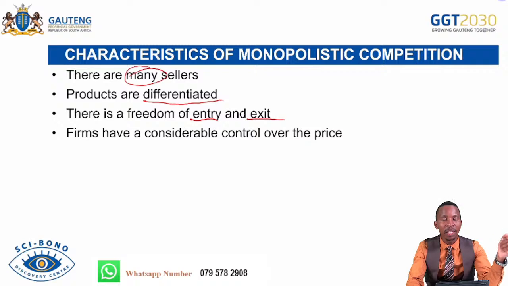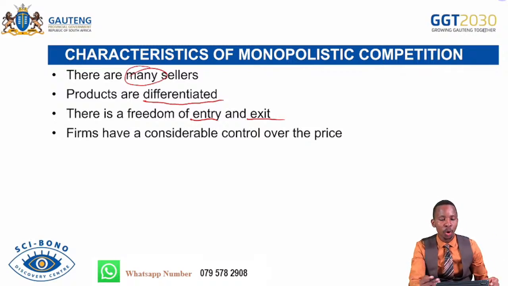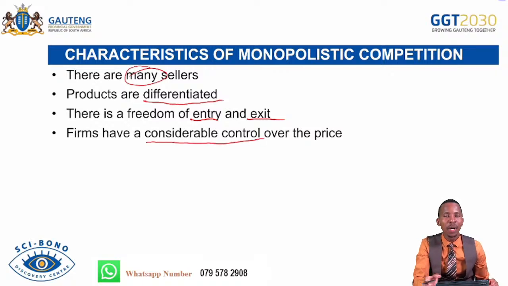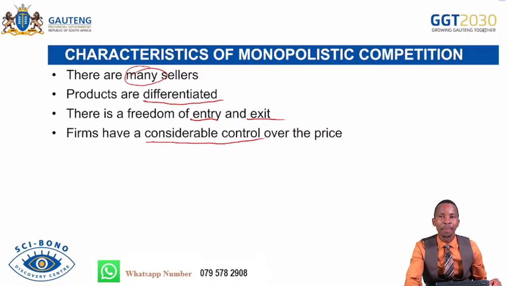Firms have control over the price. Firms here are regarded as price setters. They have considerable control over the price and can influence it. They don't mostly depend on market forces like in the perfect market.